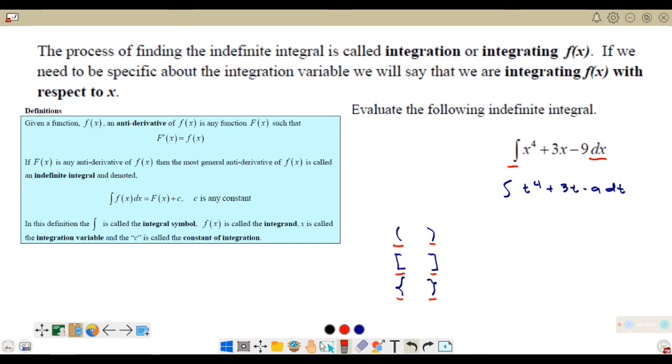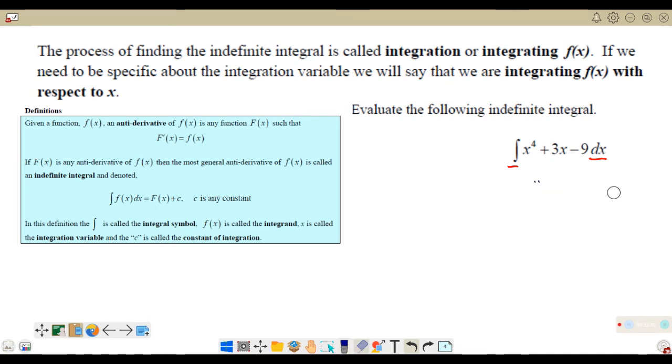Okay? So, always denote kung ano yung variable na ini-integrate nyo by using d affixed with the variable being integrated. Do not forget that. So, hindi nyo to pwedeng iwan na hanging. For example, x raised to the fourth power plus 3x minus 9. Wala siyang dx. Hindi pwede yon kasi hindi natin alam kung saan matatapos yung i-integrate. Okay?